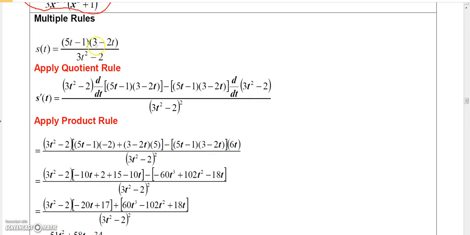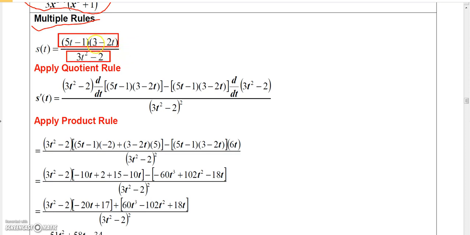I'm going to end this on one that utilizes multiple rules. So on this problem, the first thing I want you to realize, think of this as a quotient, where this is your u, and your v would be the part on the bottom. So that would be your v. Okay, so now you would have, let's see if I can straighten that up. There we go, a little better.